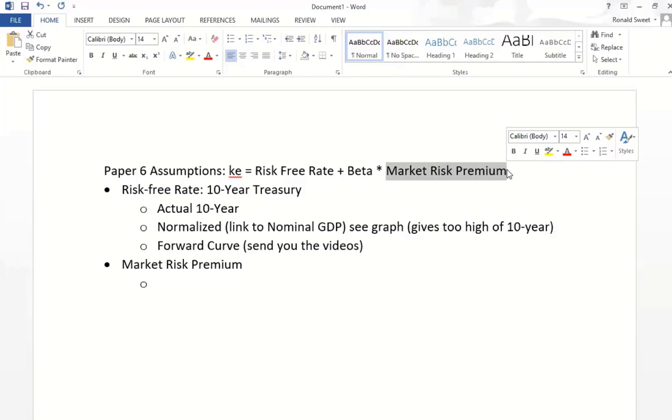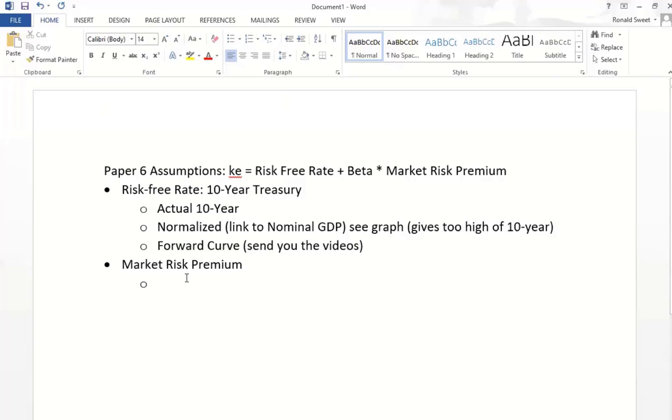It is the number that the average investor needs to cover the risk of investing in stocks in general, not in your particular stock, but in stocks in general. And remember that the risk-free rate and the market risk premium are identical for all companies. You don't have a market risk premium for CVX or for Exxon or for Starbucks. You don't have a risk-free rate for those companies. It's the same number. The only thing that changes is the beta.